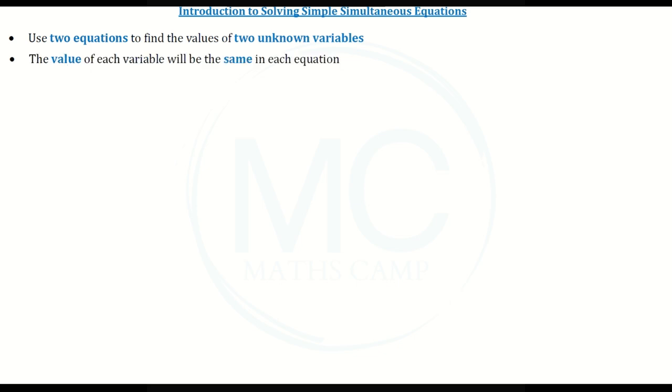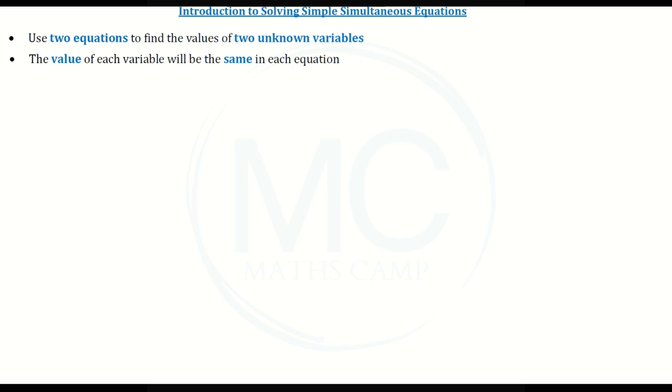Hi, in this video, we are going to look at how we go about solving simple simultaneous equations. Now, in previous sections, we have been given one equation and asked to solve for the unknown variable. Now, we will use two equations to find the values of two unknown variables. Remember that the value of each variable is the same in each equation.